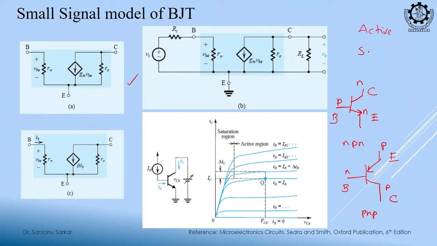Active, saturation and cutoff. Condition for cutoff: both the base-emitter junction and the collector-base junction are reverse biased. Saturation: both are in forward bias. Active: base-emitter forward and collector-base reverse. Okay, these are our definitions; why so, we will discuss later. So, this is our plot, right.